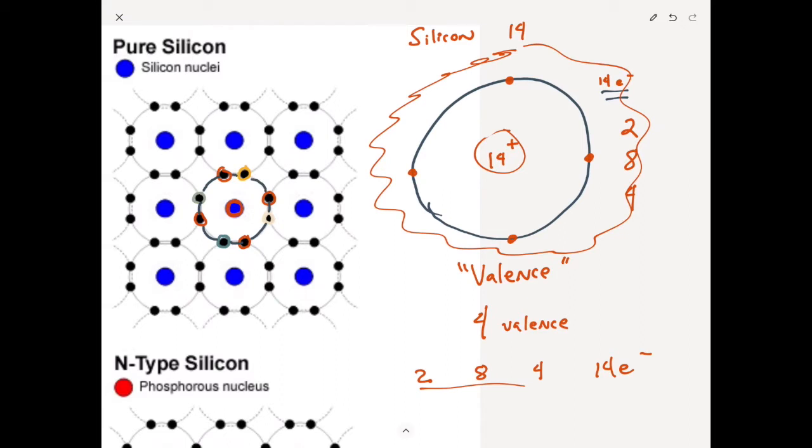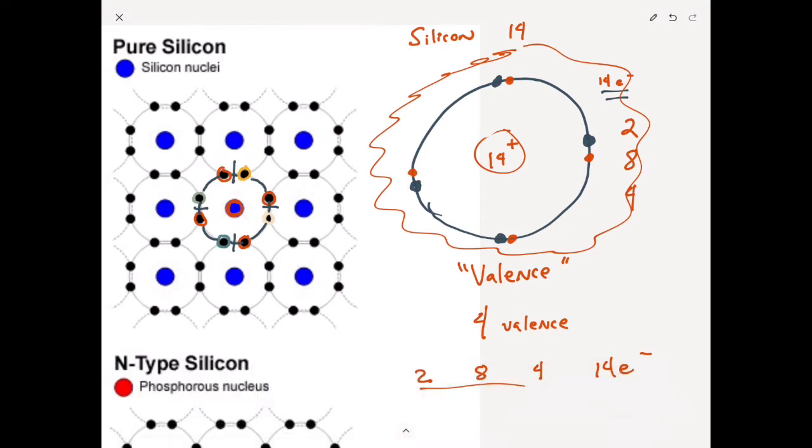It is now energetically stable because it has engaged in 4 sharing bonds with 4 adjacent silicon atoms. So in fact, these 4 valence electrons essentially fill up with electrons from adjacent atoms, and when we are talking about pure silicon, that will create a very specific crystalline structure.